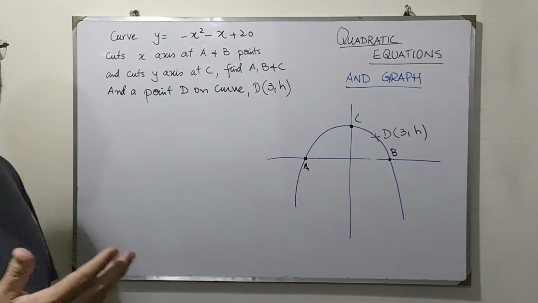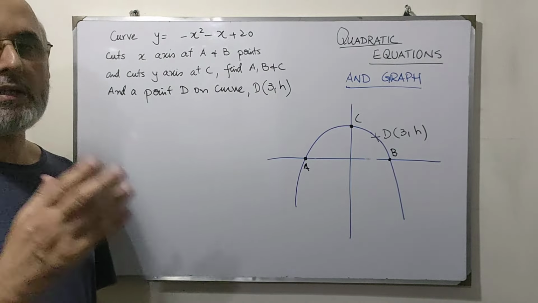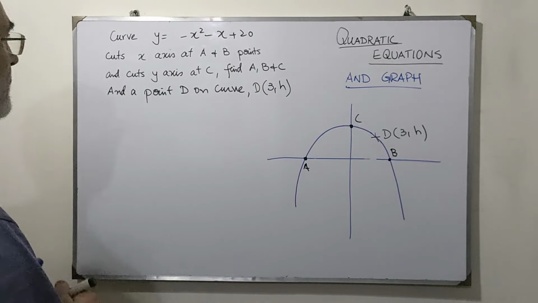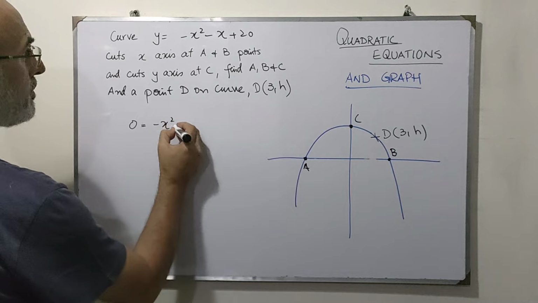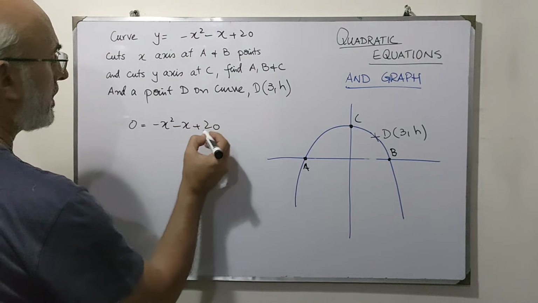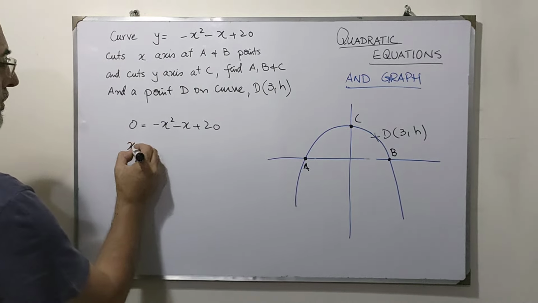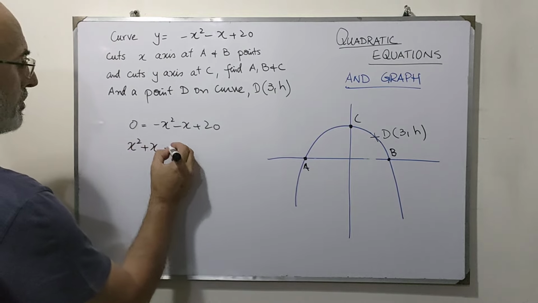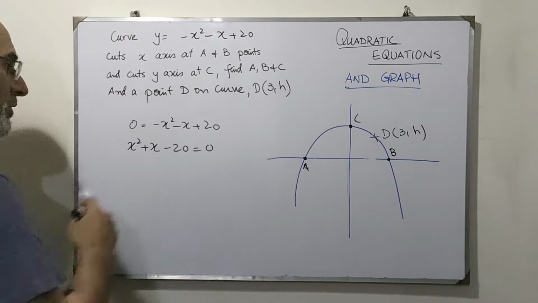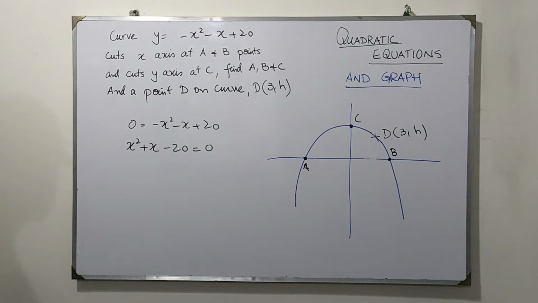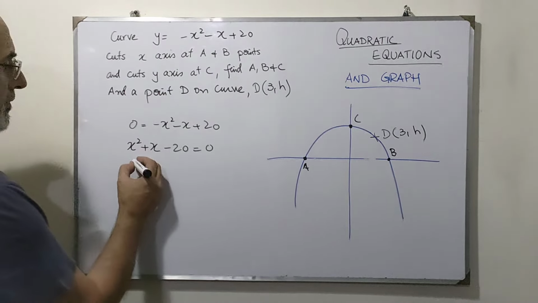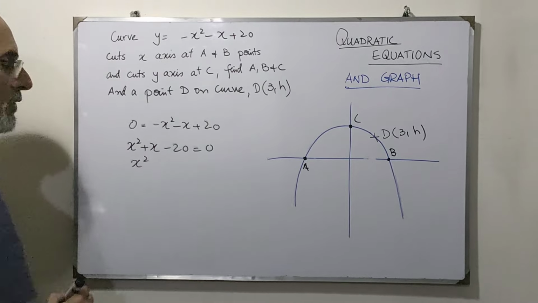So for the A and B, we know that y is going to be 0, so 0 is equal to minus x square minus x plus 20, or we can write it like this, x square plus x minus 20 is equal to 0. So I have changed the sides and also changed the sign. Okay, and now let's find the value for the variables.